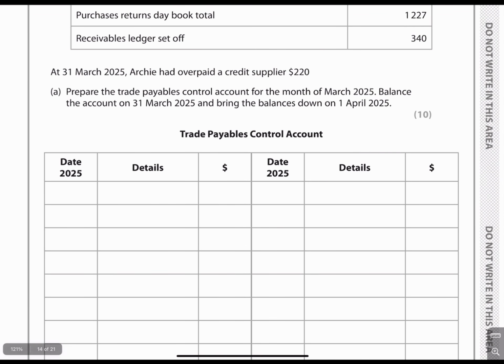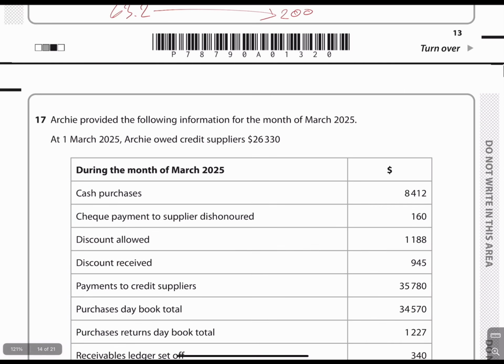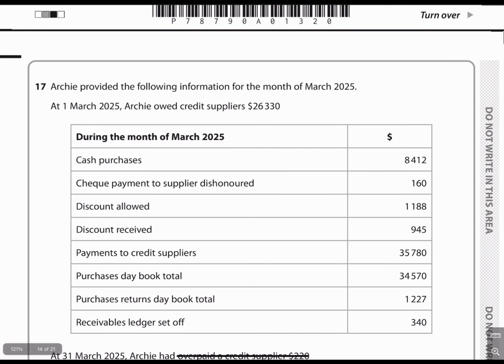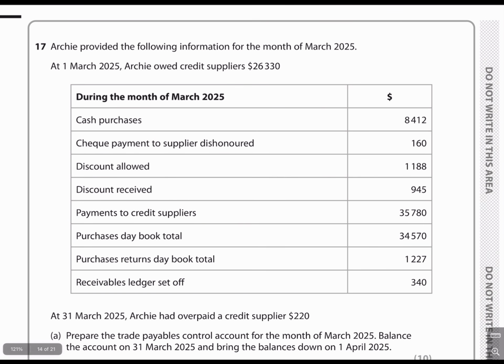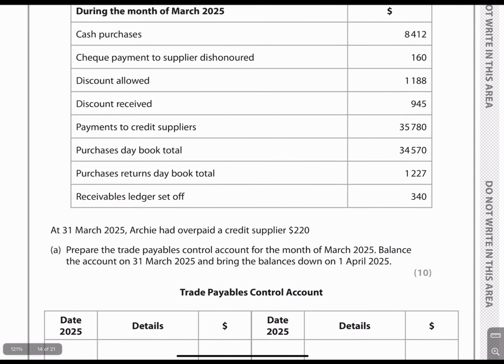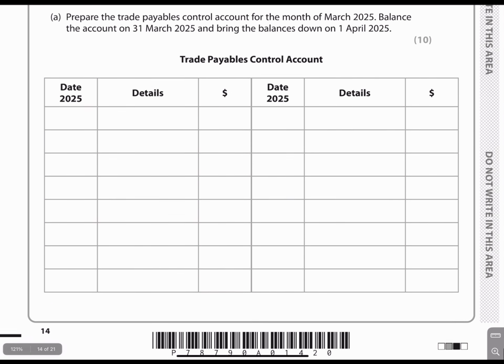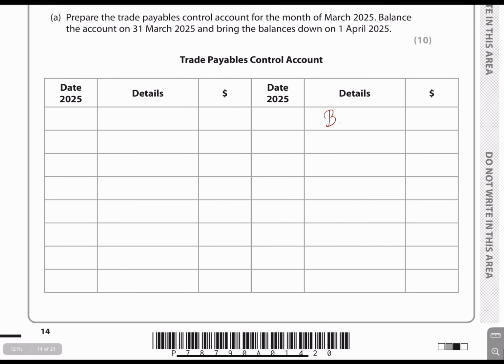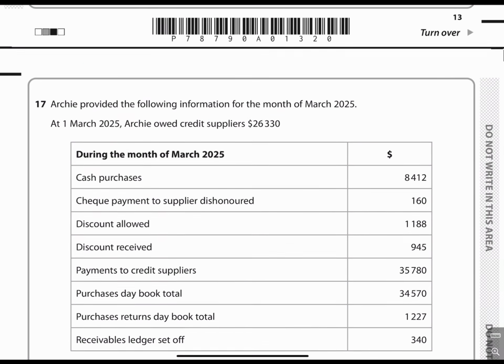So on the trade payables control account, it's easy as well. Archie owed credit suppliers 26330. So owed means a liability. That's where balance b/d will be on the right side. Balance b/d 26330. Date, what's the date? March 1.